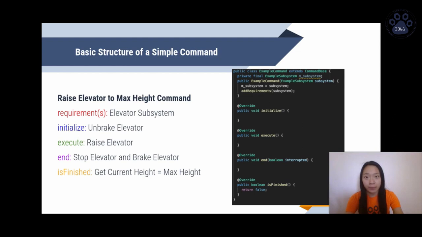Let's go back to the elevator example and take a look at an example command. The command is called raise elevator to max height, and it's supposed to do exactly what it sounds like. We would first need to specify that the command requires the elevator subsystem. For the command's initialization, we will want to unbrake the elevator so the elevator can move during the command's execution. During the command's execution, we will want to raise the elevator so the elevator gets closer to the max height. For the command's end, we will want to stop the elevator and brake the elevator so the elevator remains at max height. We would know the command is finished when the current height is equal to some constant max height. Notice how all of the actions that the elevator performs are methods defined previously in the elevator subsystem.